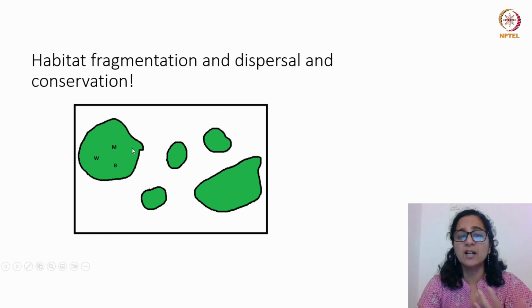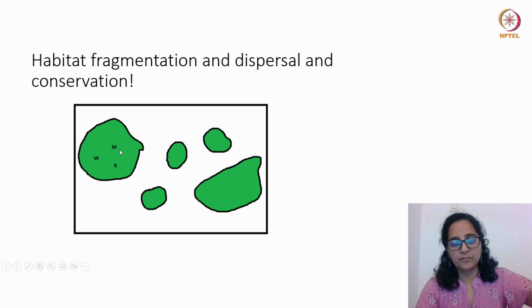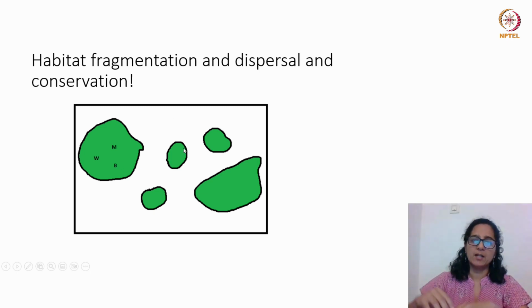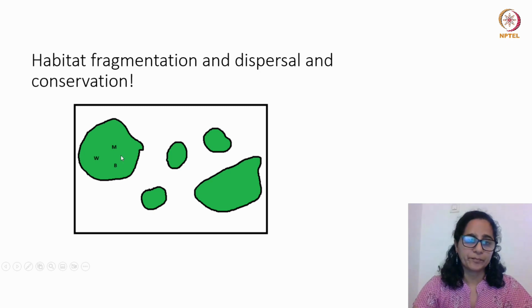You can even think about an urban landscape for that matter. There are some trees distributed in a clumped pattern, and then there are a lot of apartments or whatnot, and then again there will be some clump of trees, right? So what happens to seed dispersal if the habitat is fragmented? Let's take up one example. W is wind dispersed seed, B is bird dispersed, and M is monkey dispersed. What happens to these seeds?